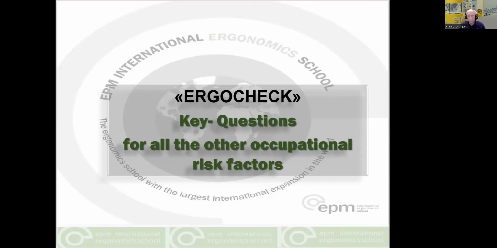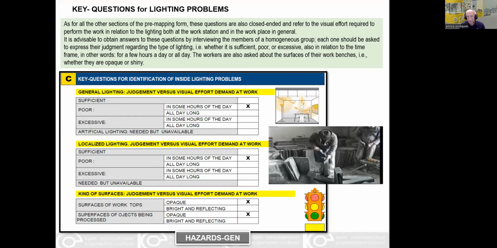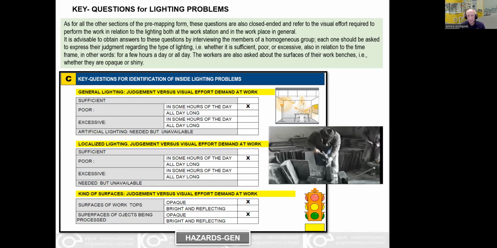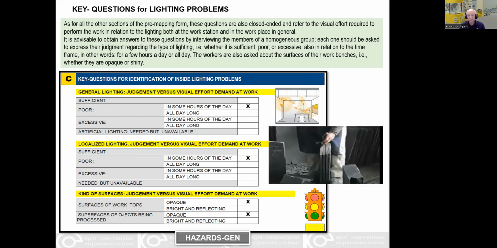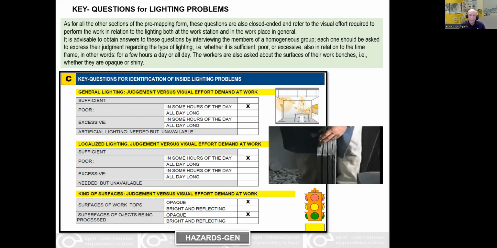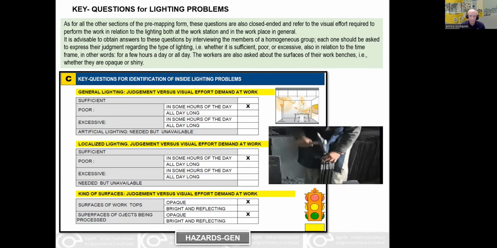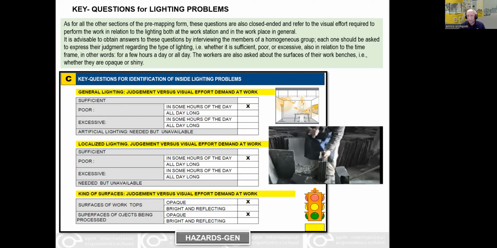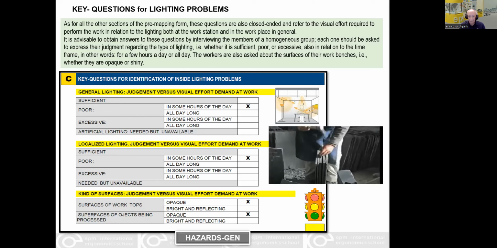For all the other occupational risk factors, we use not key enters, yes or no, but rather key questions that are posed to the group of workers or observed directly by the observer, and that imply depicting a condition that could be very good, the best that you can imagine, or very bad, the worst that you can imagine, for each condition, for each problem.